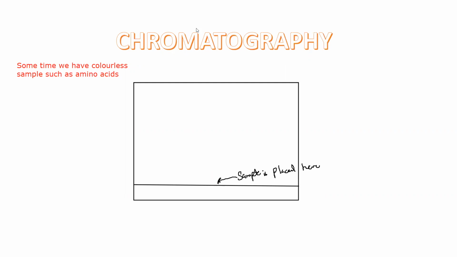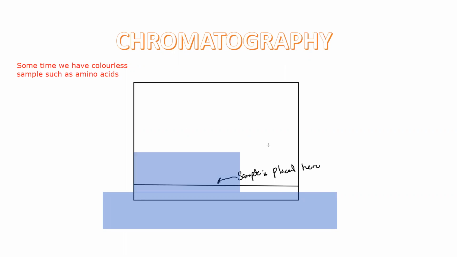Then we use a suitable solvent which can dissolve the sample. The solvent will rise and the components in the sample will also rise. But again, we are not able to see any spots here. Why are we not able to see any spots? Because I mentioned that the substance is colorless. It does not have any specific color.